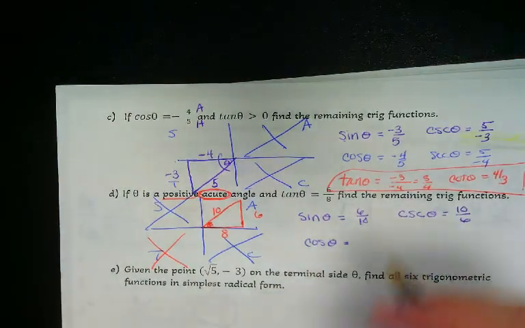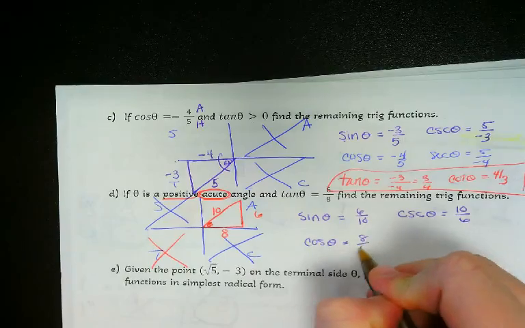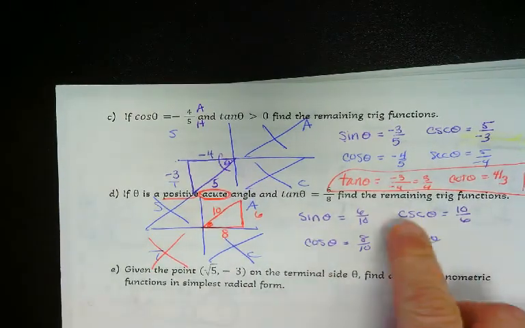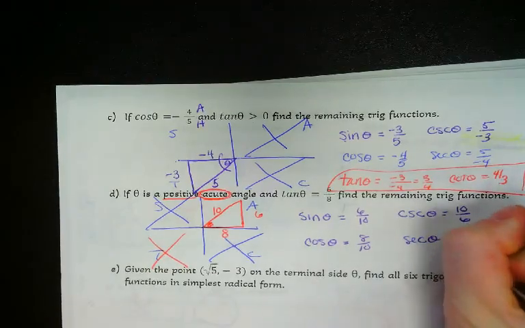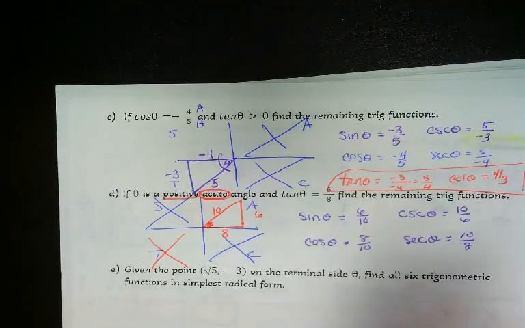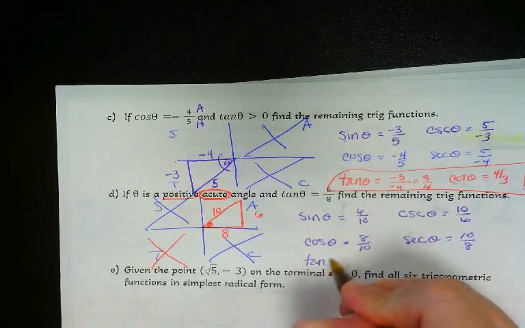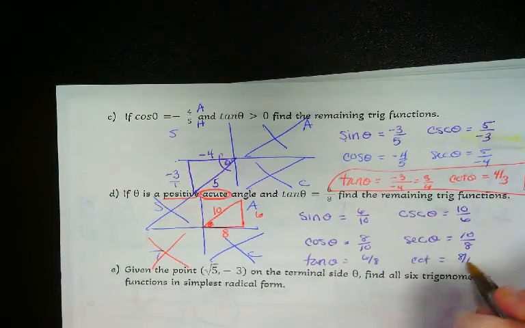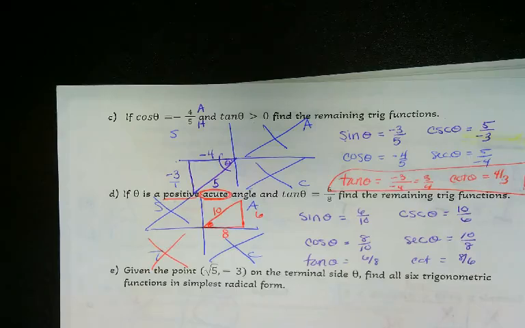Morgan, who are you going with for cosine? 8 over 10. It's reciprocal secant. Remember, they go with the opposite letter. The S goes with the C goes with the S. Secant is 10 over 8. And then we already know tangent. They gave it to us, it's 6 over 8. Therefore, cotangent is 8 over 6. Piece of cake.